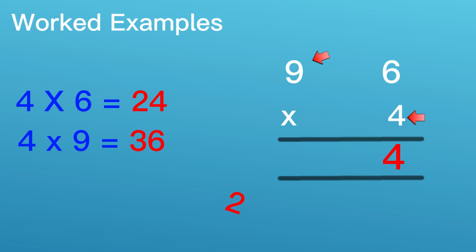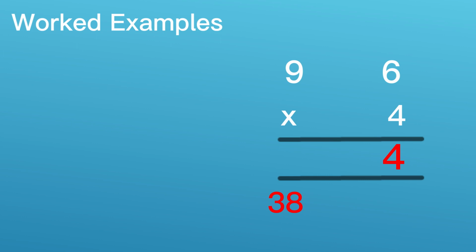So that brings us to 9 times 4. What is 9 times 4? 9 times 4 is 36. 36 plus remainder 2 gives us 38. So we put the 38 over there. So what is our final answer for multiplying 96 times 4? You guessed it. The correct answer is 384. Well done.